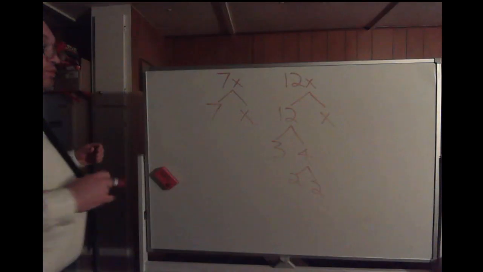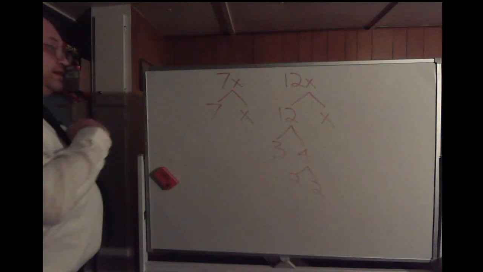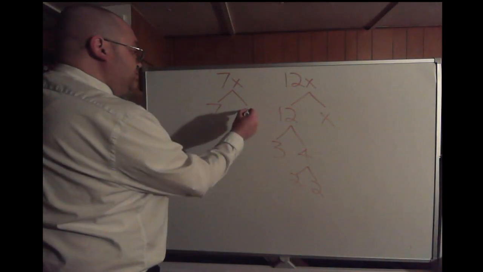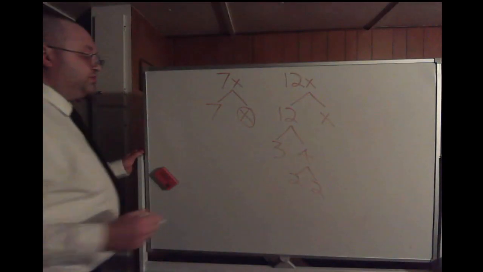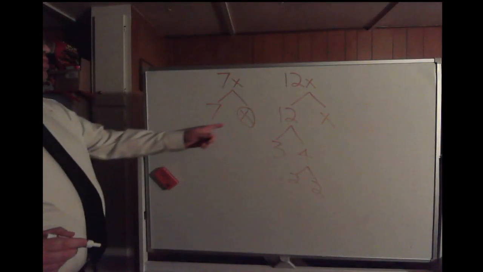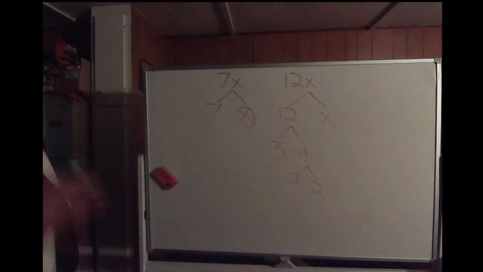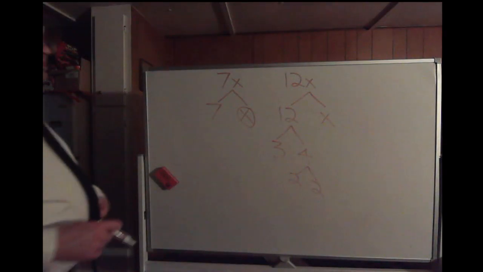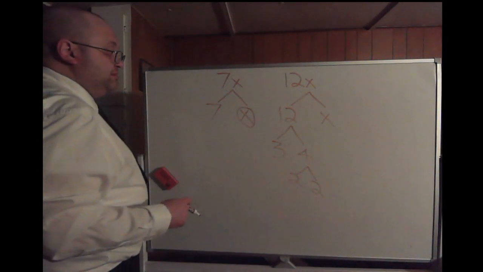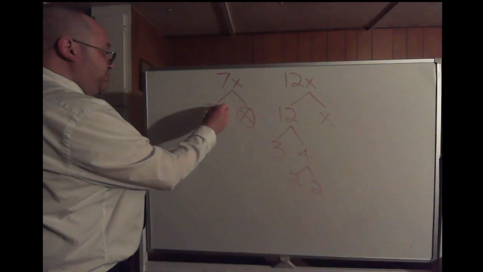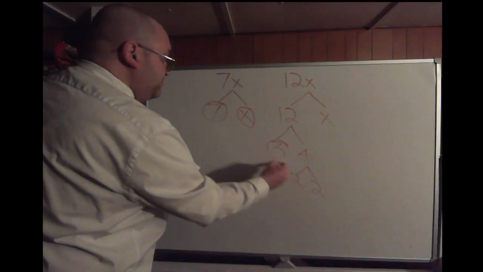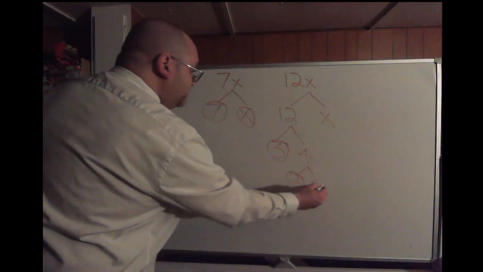So, what do they both have in common? Let's start there. They both have an x in common, so just pick one of the x's and circle it, because they both have one x, so just circle one of them. And then everything else, there's nothing in common. There is absolutely nothing in common besides that. So you're going to circle the 7, you're going to circle the 3, and then you'll circle both 2's.